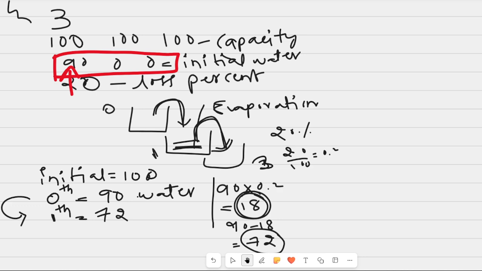So let's just move. In the first chamber we will store 72 water, and we need to move to the second chamber. For this also we need to calculate the loss percentage, and we need to remove that water from it. So let's move here.